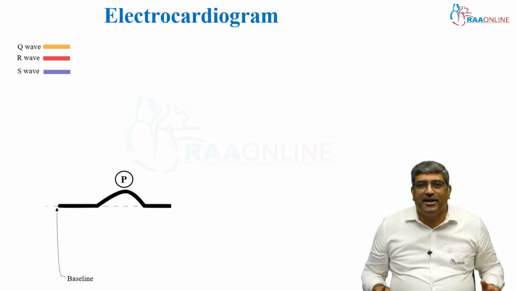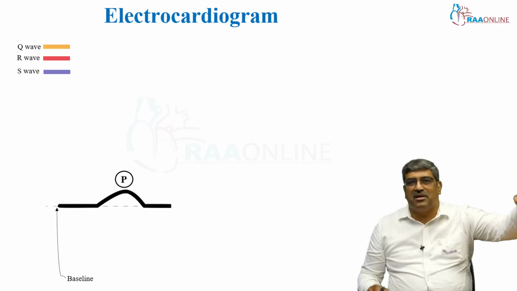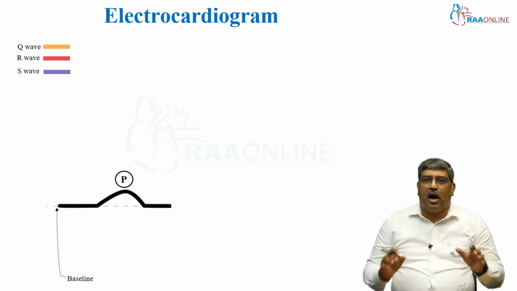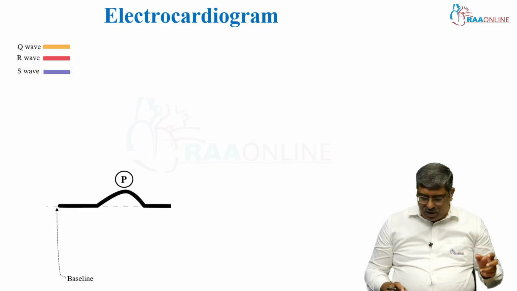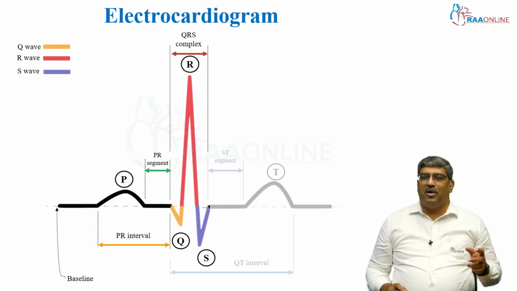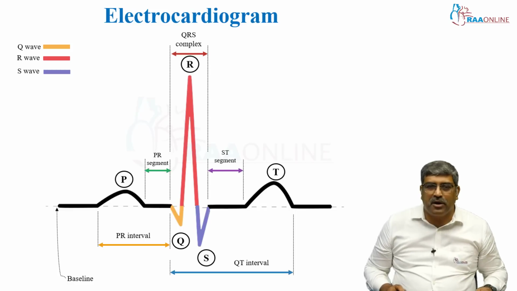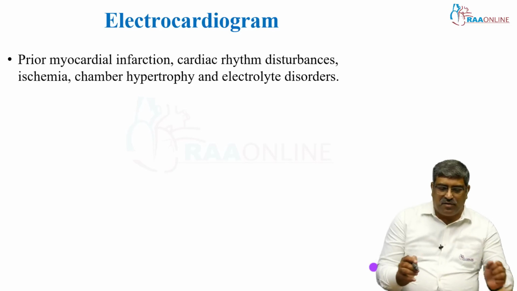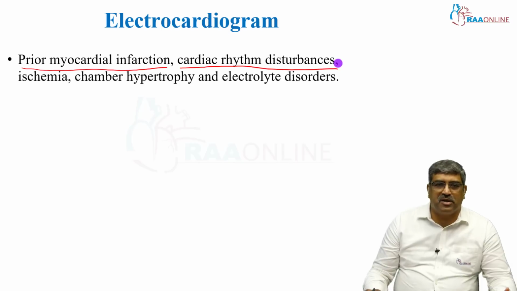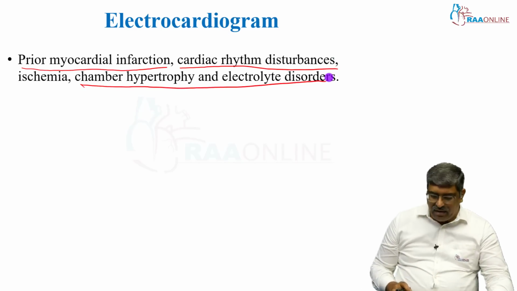Now coming to another important investigation. Whenever a patient has a cardiac disease, or any systemic disease, the first thing we ask for is an electrocardiogram. Apart from looking for heart rate and arrhythmias, you look at the PR interval, the QRS segment, the ST segment and the QT interval. These are the various things you look at in the preoperative electrocardiogram. Ideal indications for an electrocardiogram are prior myocardial infarction, cardiac rhythm disturbances, ischemia, chamber hypertrophy and electrolyte disorder.